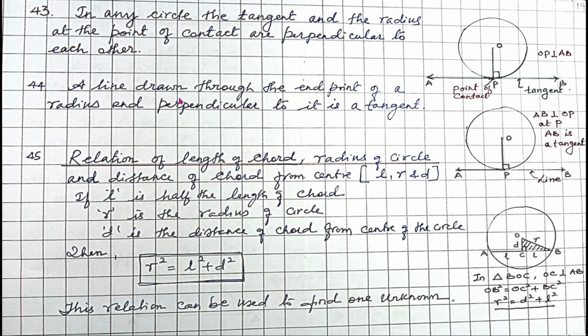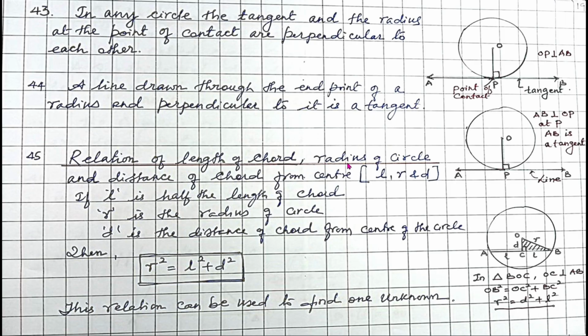Now, a very important property: a line drawn through the end point of a radius and perpendicular to it is a tangent. What is the meaning of this? We have a circle, OP is the radius, P is the end point of the radius, and if you draw a line APB through the end point of the radius such that angle OPB is 90 degrees, then APB is a tangent. A very important property, again remember that. Therefore a line drawn through the end point of a radius and perpendicular to it is a tangent.